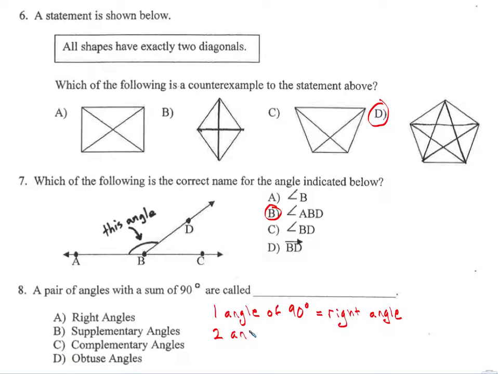Two angles, and I don't want to write 2 angles because it could be x angles. So I'm going to say greater than or equal to 2 angles, because you could have 4 angles that add up to 90 degrees. But anything greater than or equal to 2 angles that add to 90, this is called complementary.